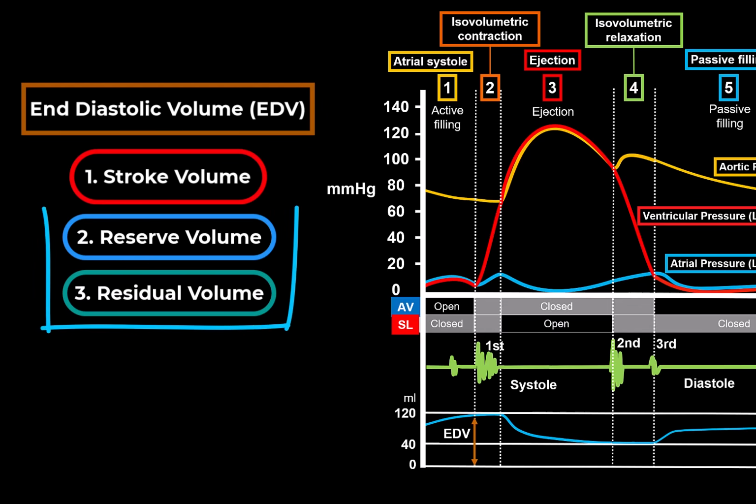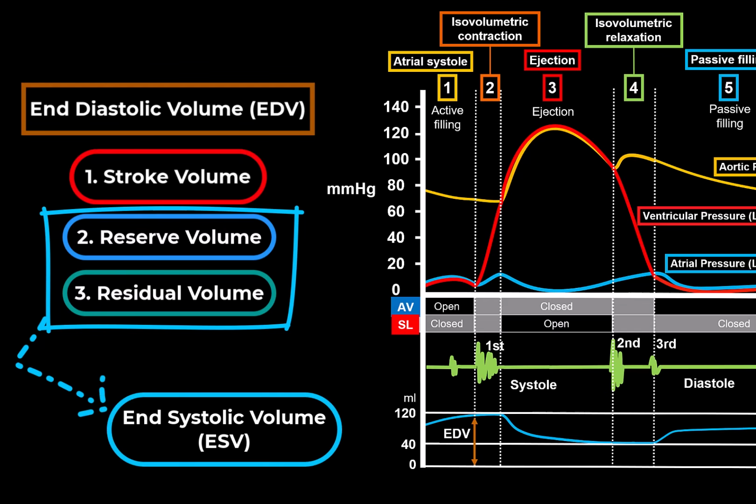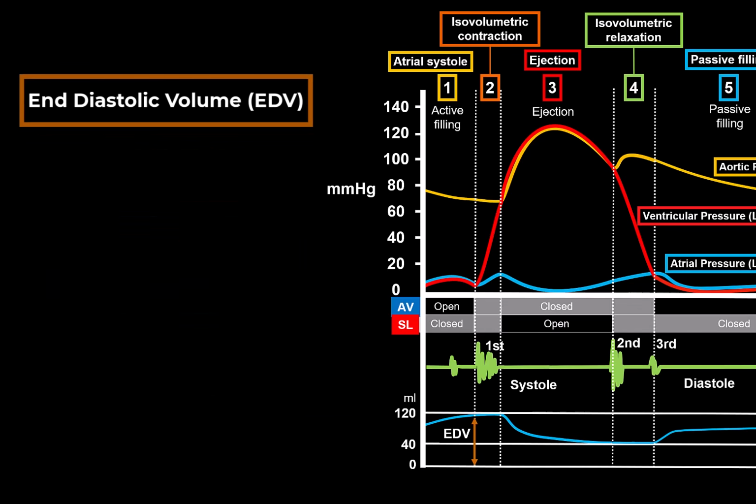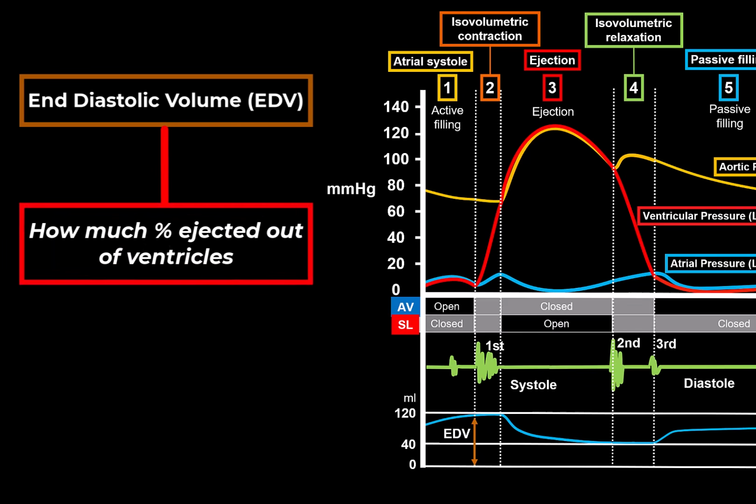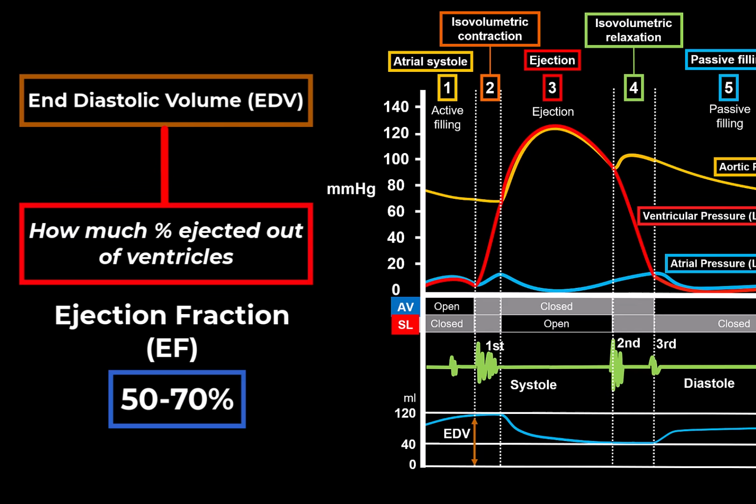The last two volumes, the reserve volume and the residual volume, can be combined, called end systolic volume. So we got end diastolic volume, and after the systolic phase, when the heart has given off the stroke volume, we're left with end systolic volume, which contains reserve volume and residual volume. If you now take the end diastolic volume, you can make up a percentage of how much of that volume has actually been ejected out of the ventricles. We call that ejection fraction. So normally the amount of blood ejected should be about 50 to 70% of the total end diastolic volume.